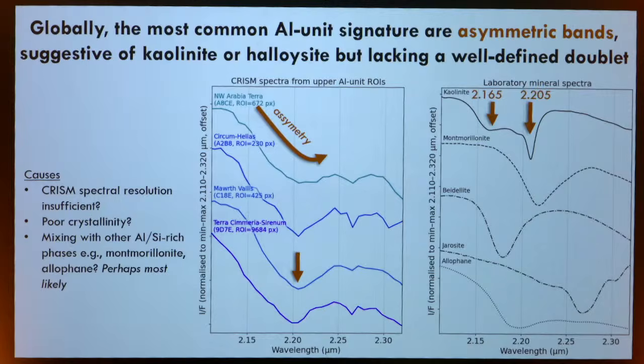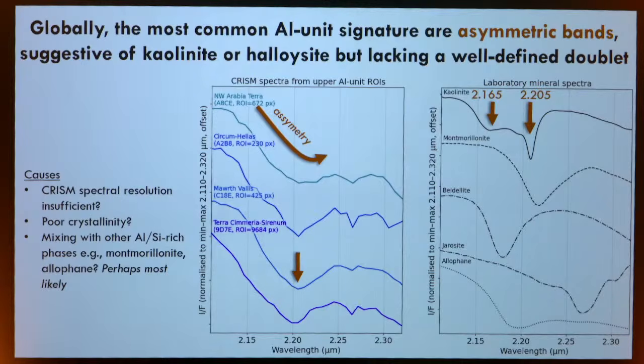Let me get the laser pointer out. So at about this point, which is a match for the band center of kaolinite. And it's also asymmetric, so it does share some shape properties. However, what we don't see is the doublet. So at 2.165, kaolinite clay has this doublet, and we're not seeing it here. So this is vaguely suggestive of kaolin clays, but lacking that doublet.